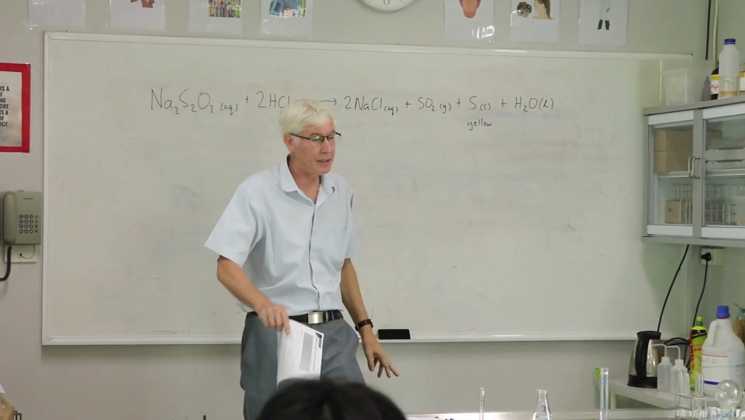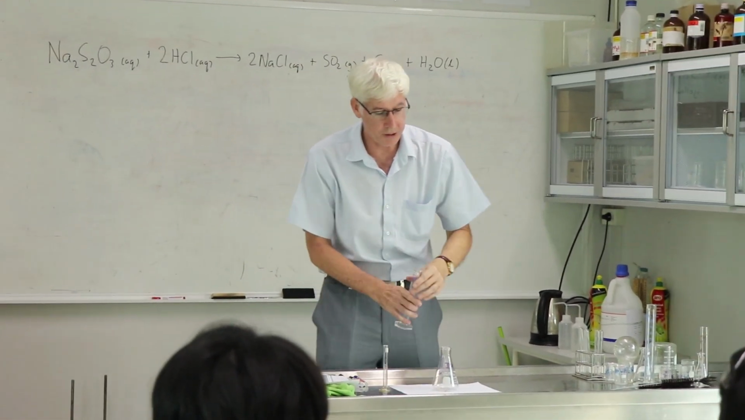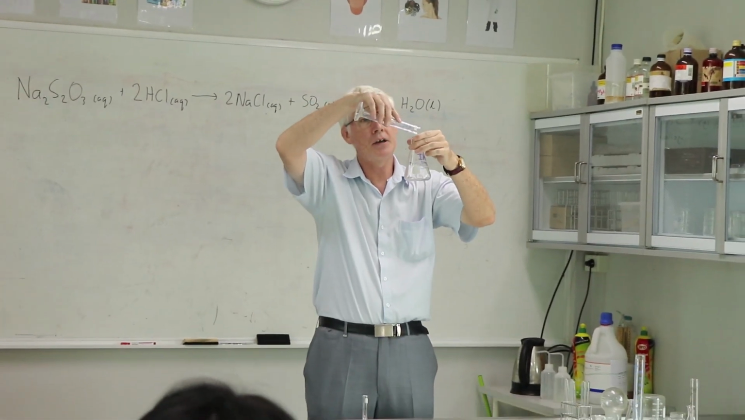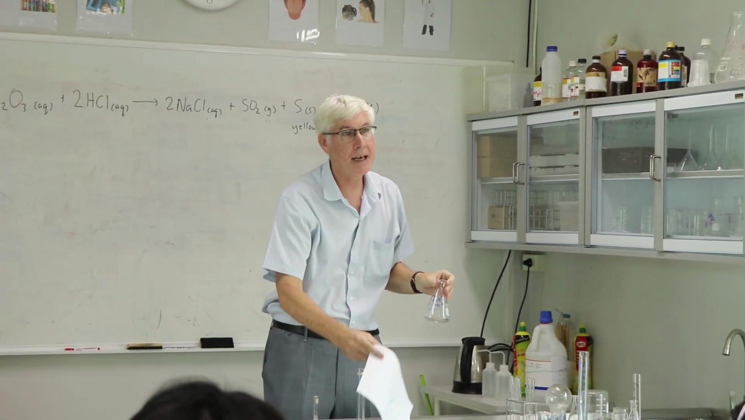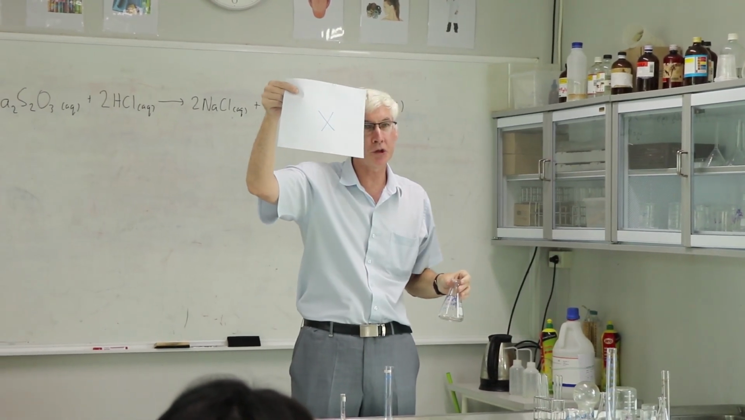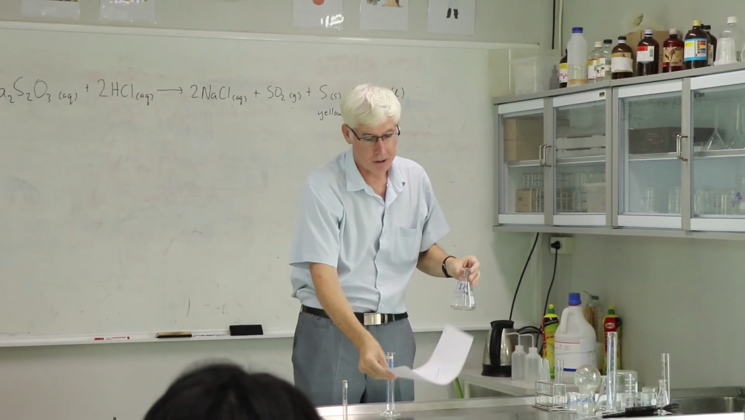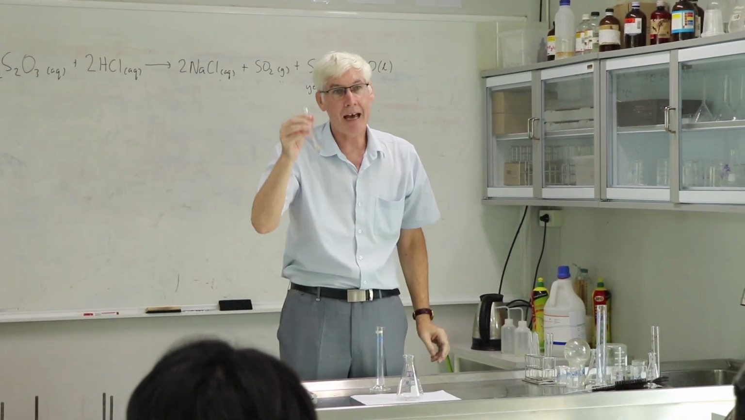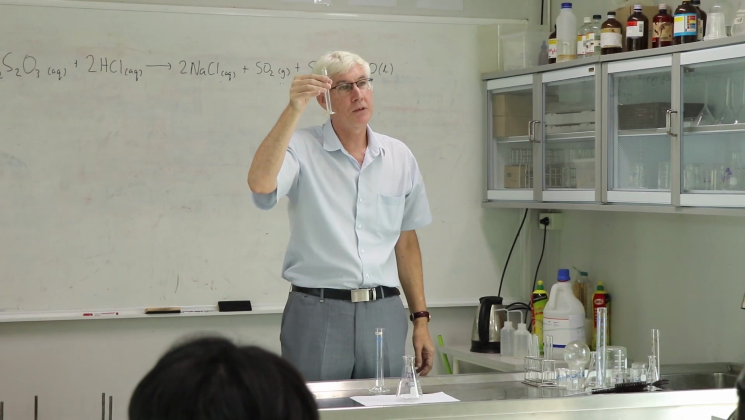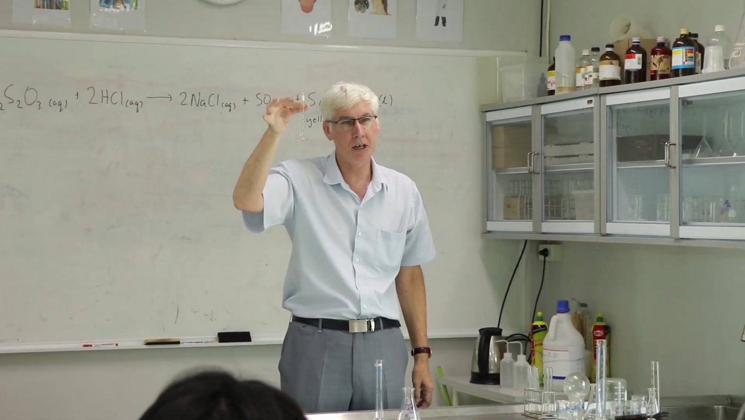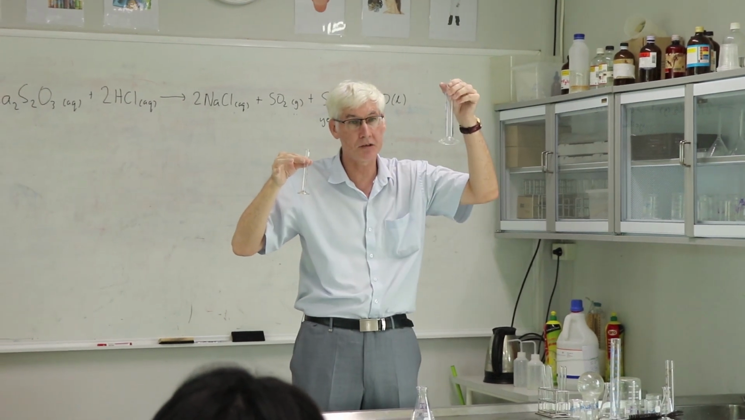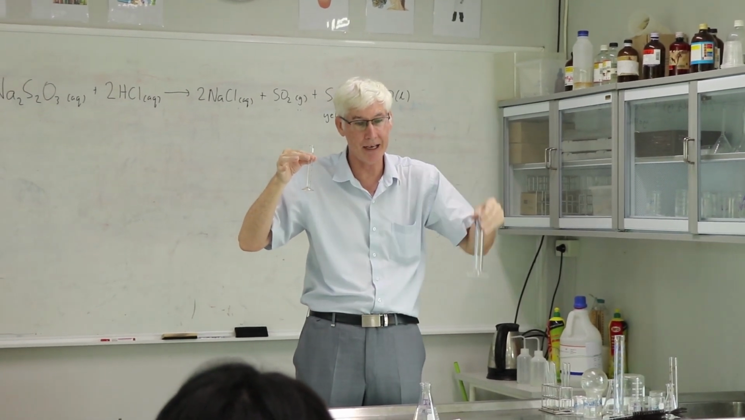So what's going to happen is you're going to put a certain concentration of thiosulfate into your reaction flask, and you're going to place it on a piece of paper that you've drawn a cross on, okay? And then you're going to add 5 cubic centimeters of acid every time. We're not going to change the concentration of the acid, we're going to change the concentration of the sodium thiosulfate.